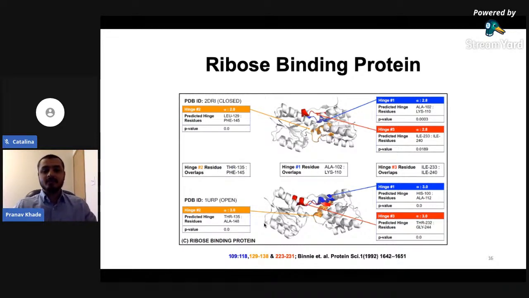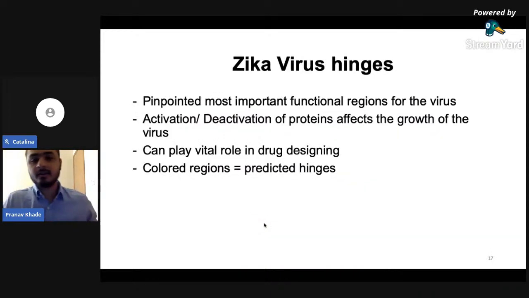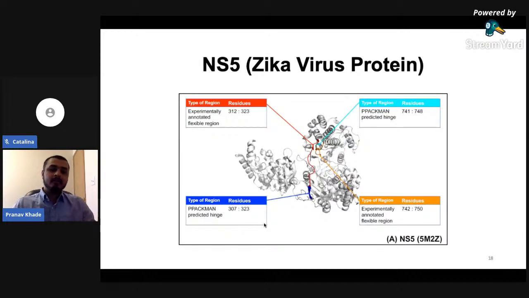Now, sometimes not many conformations of the same protein are available. So we decided to apply this algorithm on proteins which do not have multiple conformations, and specifically on viruses, where knowing the important regions can be very helpful, as we know from the virus we are dealing with now.